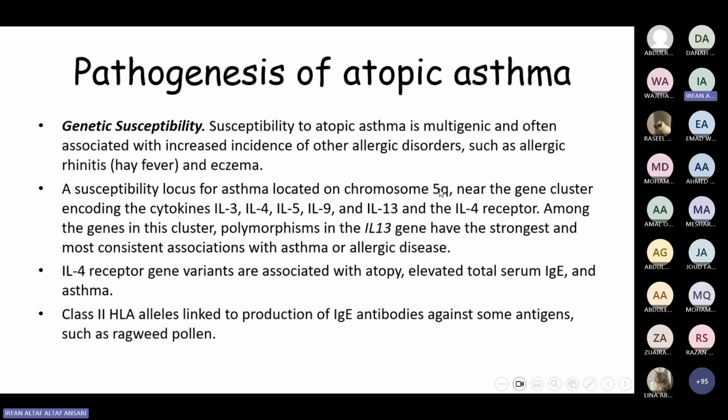And this chromosome 5q also has the genes for the cytokines IL-3, 4, 5, 9, and 13, and the receptor for interleukin 4. Among these, interleukin 13 has the strongest and most consistent association with asthma or allergic disease. So if you see, which of the following interleukin genes is strongly associated with asthma, your options will be 3, 4, 5, or 5, 9, 7, or 9, 11, 13.